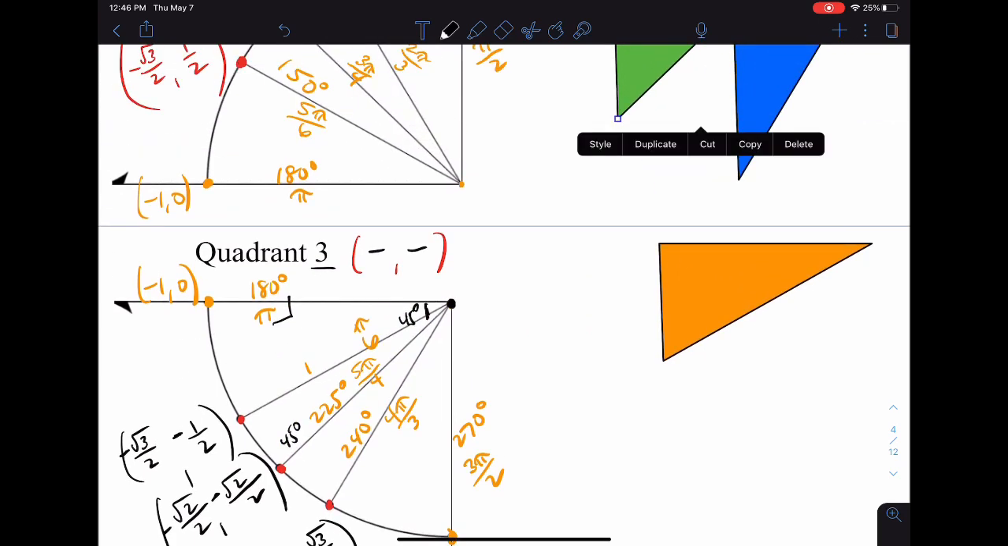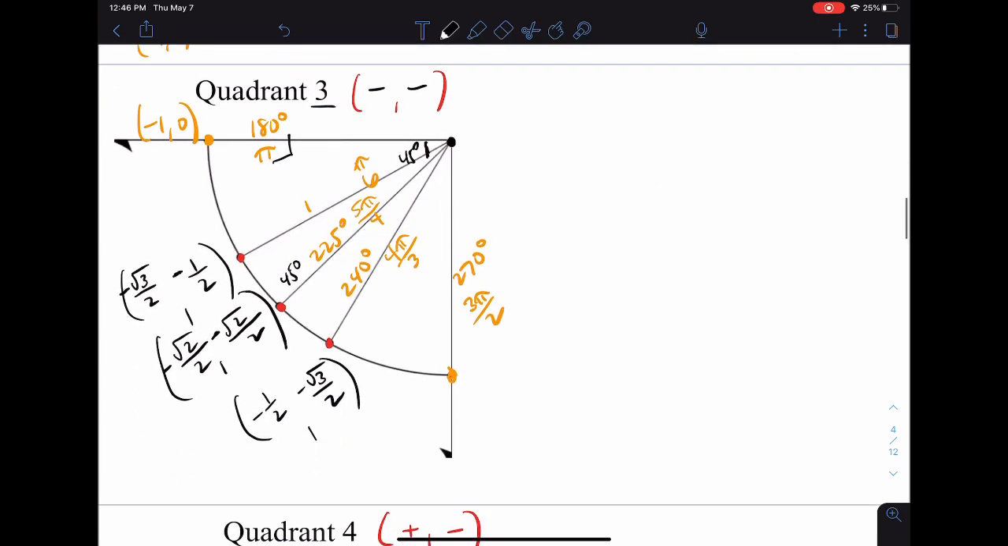Okay, so let me move these triangles out of the way. Okay, so now, if we do things like sine of 210, which is the same thing as 7 pi over 6. So sometimes they'll give it to you as a radian, 7 pi over 6. Sometimes they'll say 210. So you got to know how to convert them.